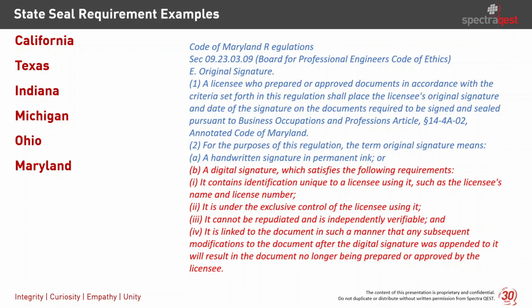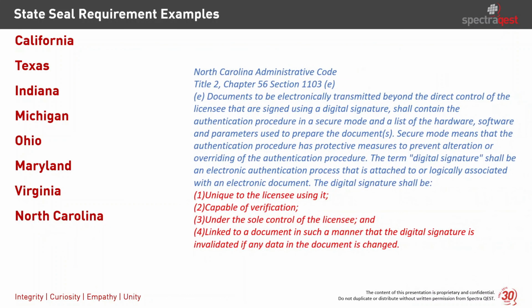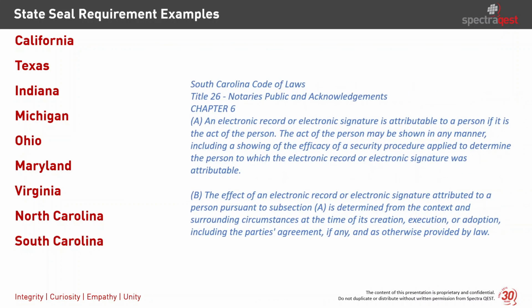Maryland has very similar requirements. Contains identification and unique to the licensee using it, is under the exclusive control of the licensee, cannot be repudiated, and is independently verifiable, and is linked to the document in such a way that any subsequent modifications will invalidate the document. Virginia, similar requirements. Unique identification of the professional, is verifiable and under their direct control. North Carolina, again, unique to the licensee, capable of verification, under the sole control, and linked to the document in a manner that tampering invalidates the document or the signature.